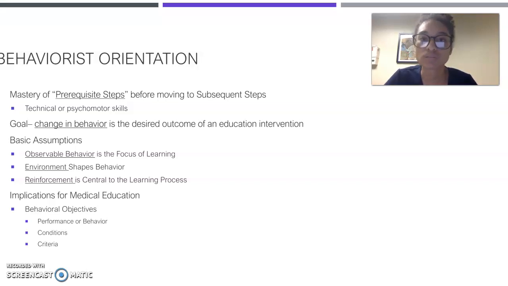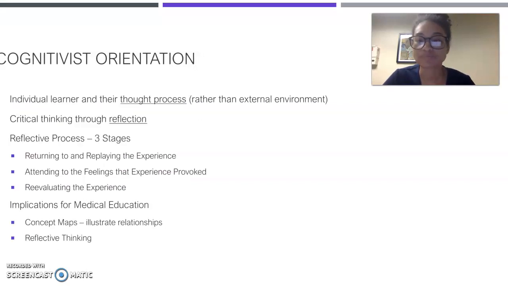They always add with each step an implication for medical education. So this is more of a learning point for answering their initial question. For behaviorists, it's creating objectives. So the objectives should have a structure with performance or behavior, conditions, and criteria.